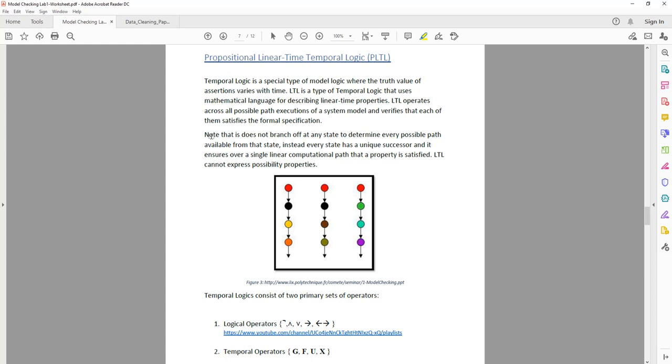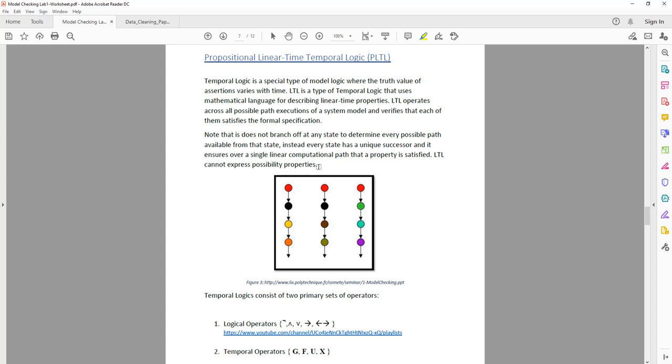Note that it does not branch off at any state to determine every possible path available from that state. Instead, every state has a unique successor, and it ensures over a single linear computational path that a property is satisfied. And LTL cannot express possibility properties. So let's go through this bit by bit.